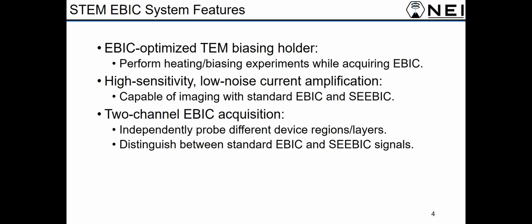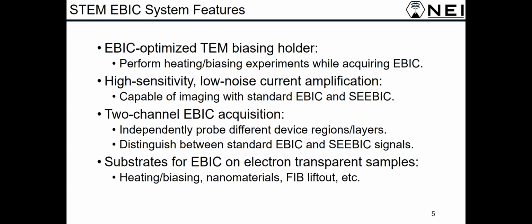With this system, you can acquire two separate EBIC signals simultaneously, which will allow you to independently probe different regions of your device, which can often lead to some pretty interesting contrast. And this can also help distinguish between the two EBIC modes in situations where both modes are present.